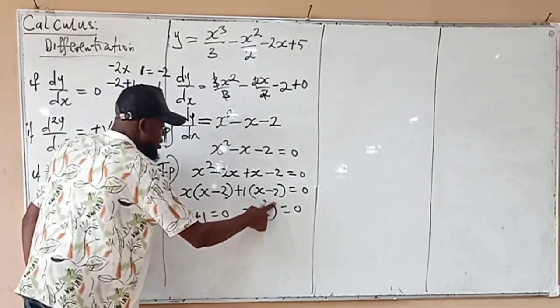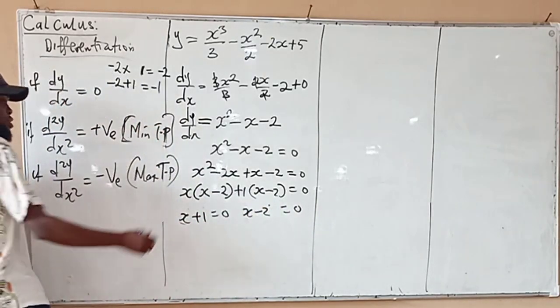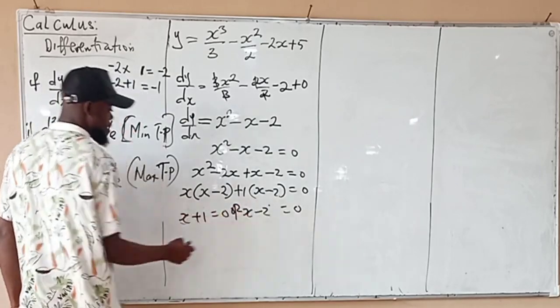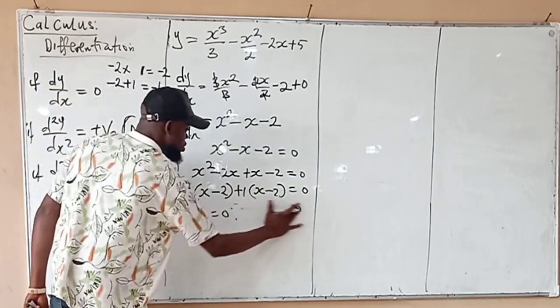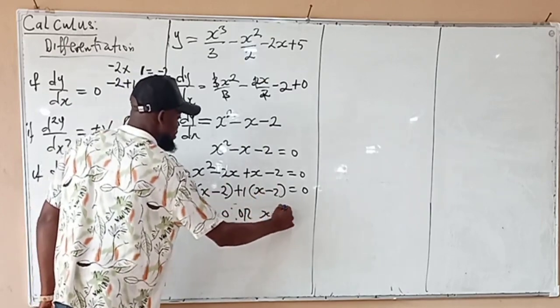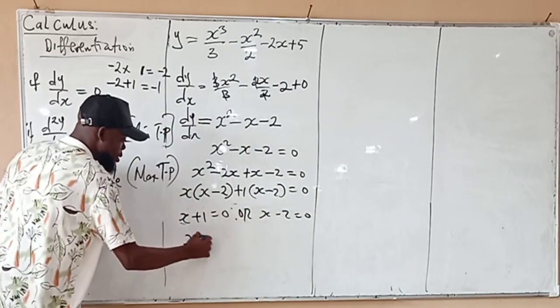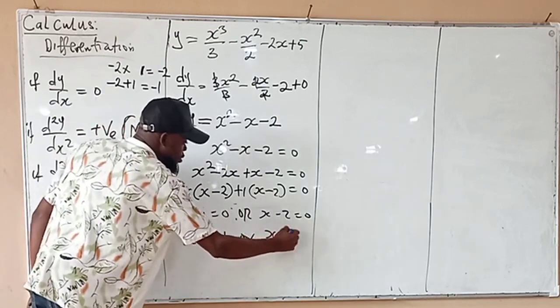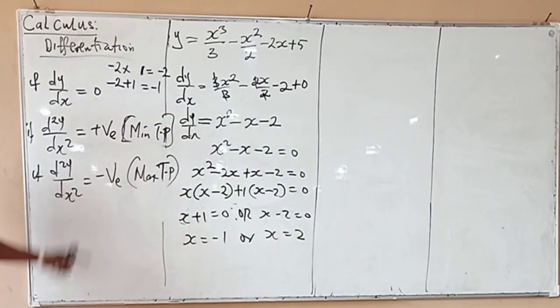And lastly, make x the subject of the formula. So now you have this. We use or: pick any of the two brackets. x minus 2 is equal to 0. Then x here will be equal to minus 1 or x will be equal to 2. These are the critical values of x at the turning points.